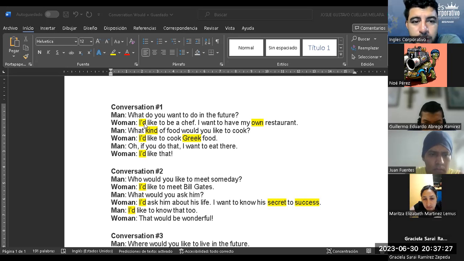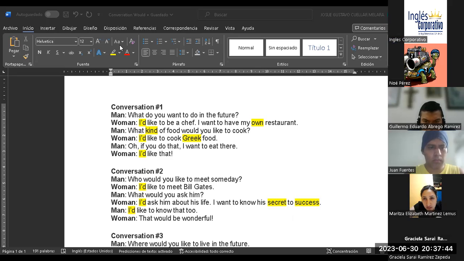Let's focus on the yellow words. I've, own, kind, Greek. Again, I've, secret, success. Maybe we can have some screenshots, a ver qué me puede poner con las screenshots, and we're going to have like some practice. Thank you. I guess John is working on that. Just trabajando John en eso. So we're going to have a short practice. Vamos a tener una pequeña práctica. And see you in a couple of minutes. Sí, lo veré en un par de minutos.